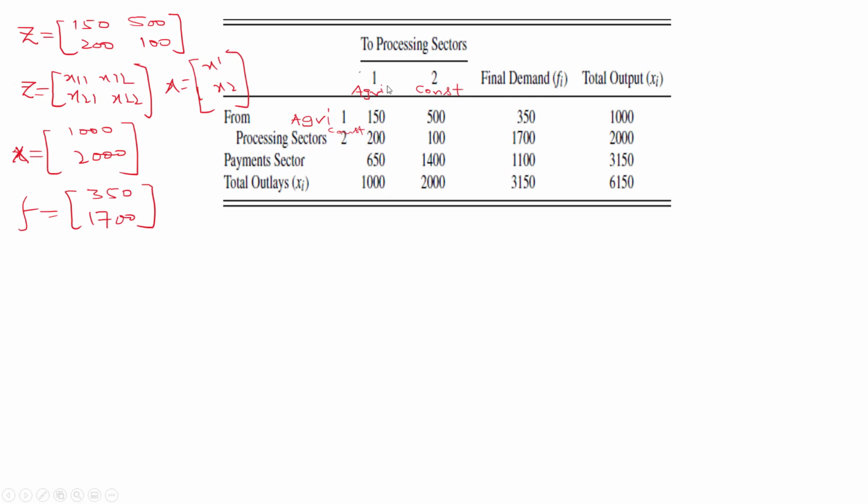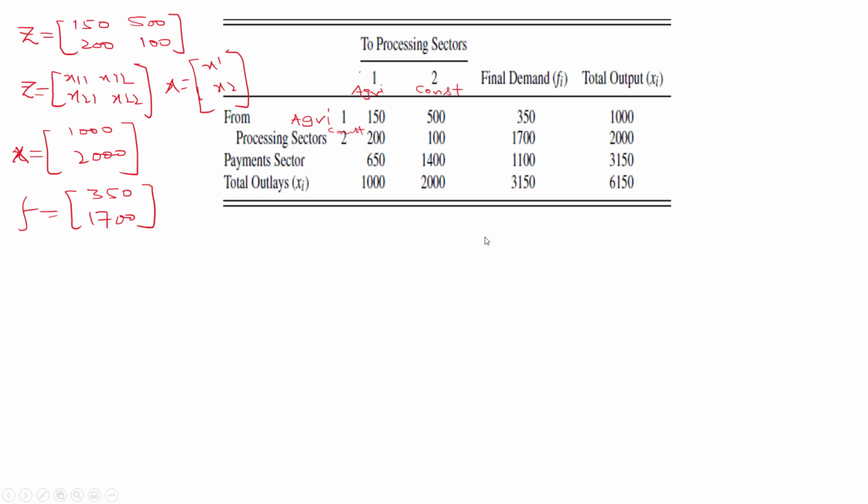And what do the columns show? Agriculture consumes 150 units from agriculture, and the units consumed by construction are 200 units. The payment sector means the labor which they provide, the salary, the value added, the import, etc., because while producing they also need some imports. When you add this, it will be 1000, and when you add this, it will be 1000. Similarly, when you add this, it will be 2000, and when you add this, it will be 2000. And this is the payment sector.